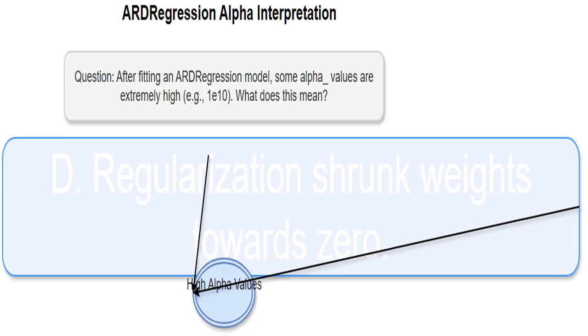This is absolutely correct. The high alpha values are a direct result of the regularization applied by ARDRegression. Regularization penalizes large weights, pushing the weights of less relevant features towards zero. High alpha values reflect this regularization effect by indicating a high degree of confidence in weights being close to zero.